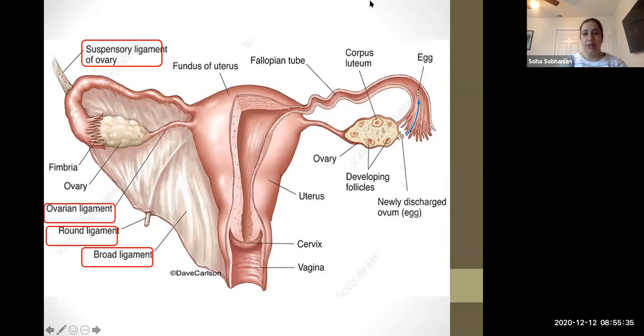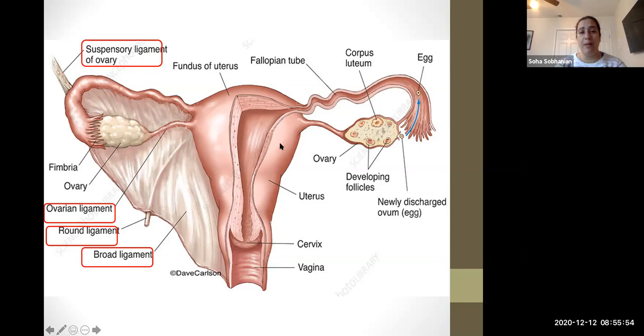So let's take a look. Here is the reproductive system as a whole. You have those 2 almond-shaped structures, one right here, your ovaries. You have the tube that connects to the uterus. These 2 tubes are called your fallopian tubes or uterine tubes.